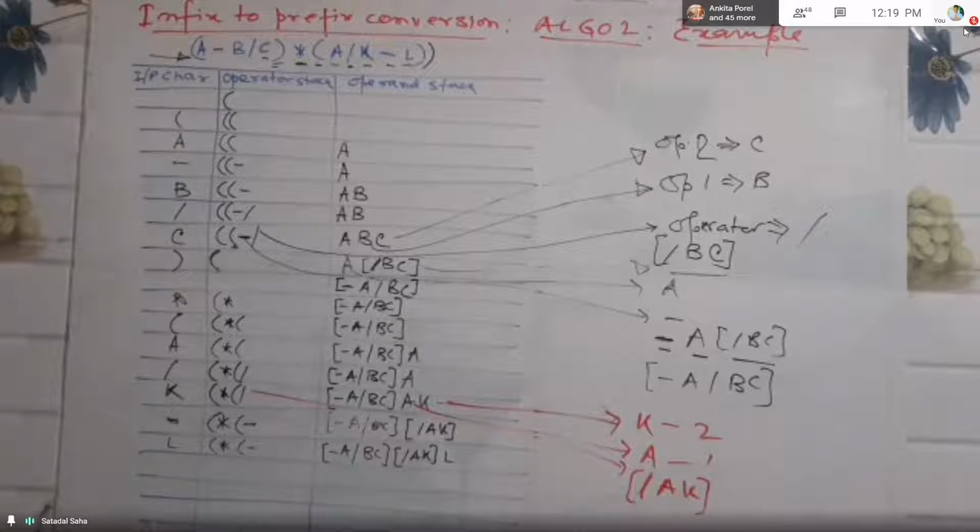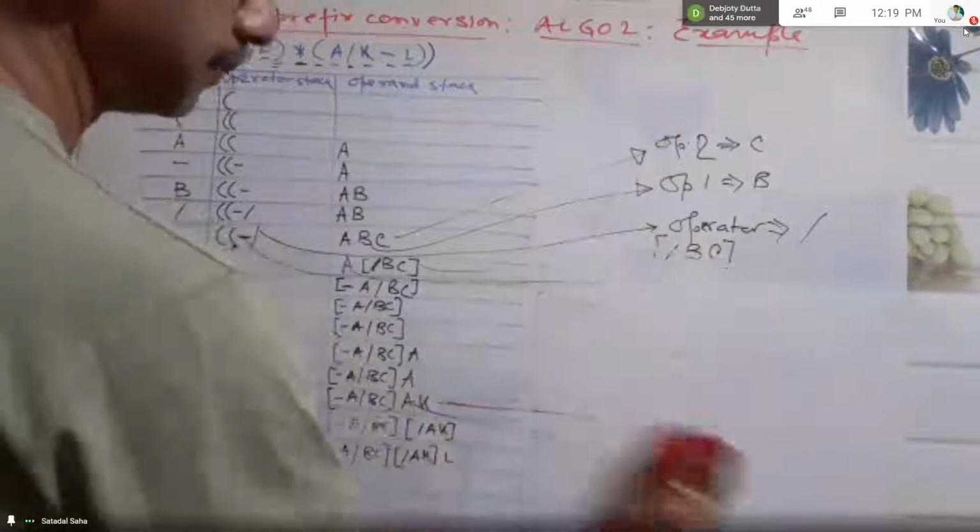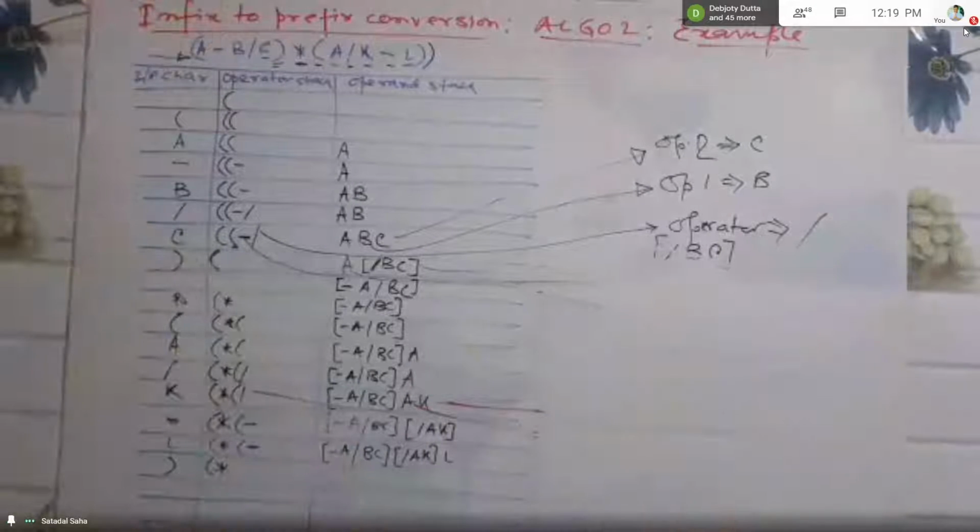And then you face one closing brace. So once you face this closing brace, you need to pop up to the last opening brace. So there is only one operator here, this minus sign. So for that, again, you need to pop this operator and operands from the operator stack and operand stack. So you need to follow the steps like this. So you need to pop this minus sign.